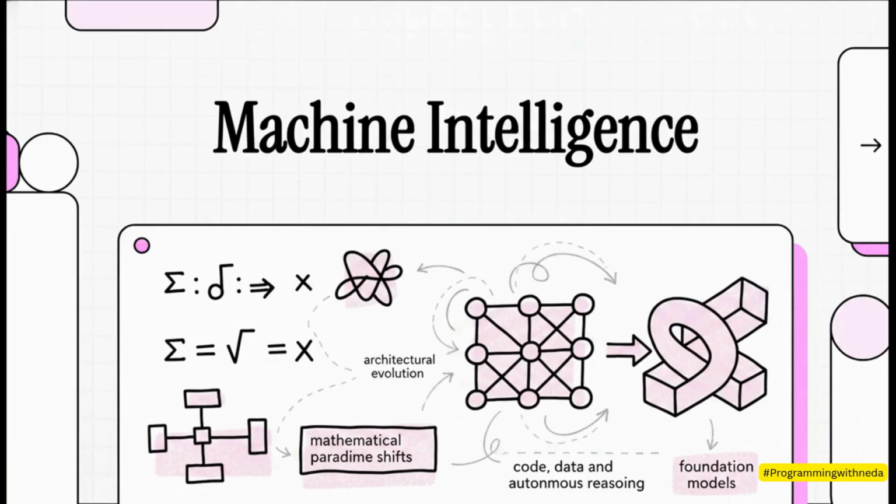Seriously, if you're entering the computer science field right now, you are stepping into an era where the lines between code, data, and autonomous reasoning are fundamentally blurring. It's a wildly exciting time. Okay, let's just dive right into it.